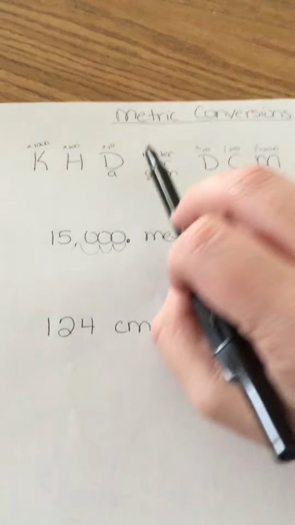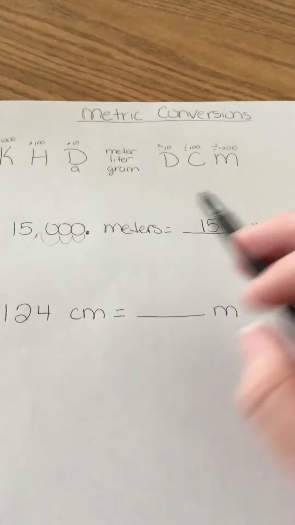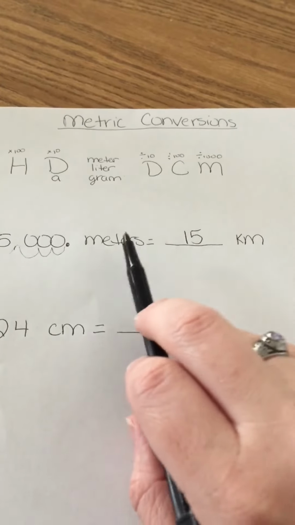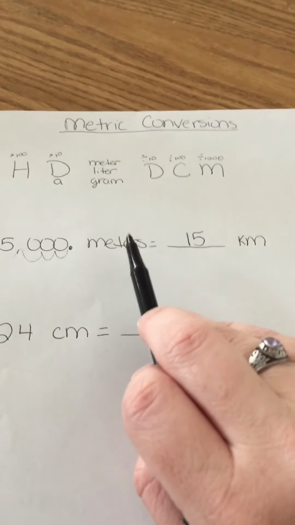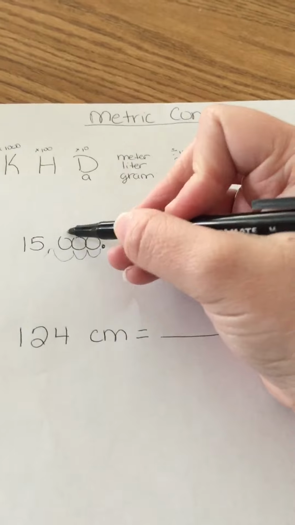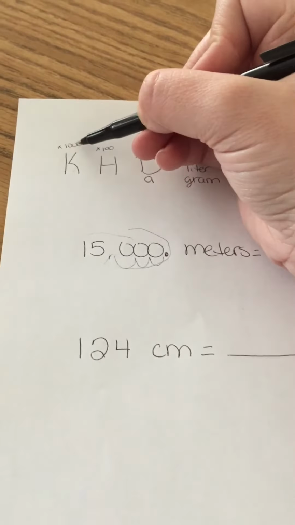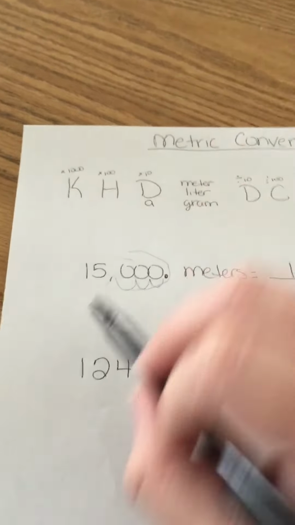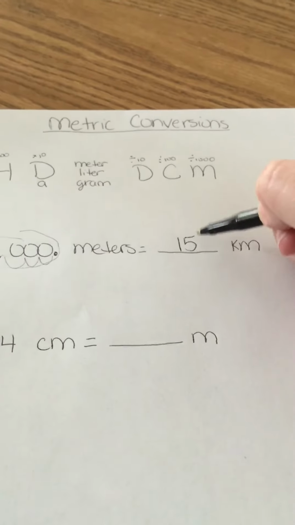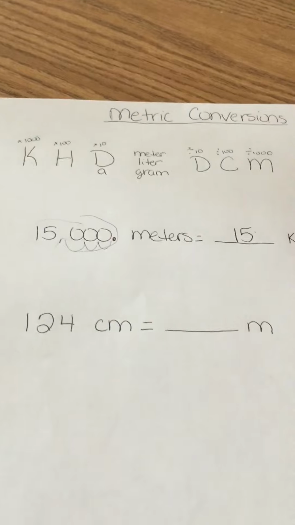Now that's an easy way of doing it using the chart, but say you don't have the chart. What you have to realize is that anytime you are converting from a smaller unit to a larger unit, meters is smaller than kilometer, you're going to be dividing the number. And what you're dividing it by is the number that that prefix represents. So if I took 15,000 and I divided it by 1,000, I would get 15. So that would be the mathematical process behind it.